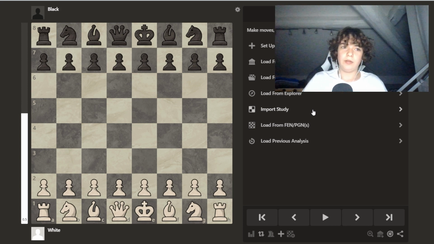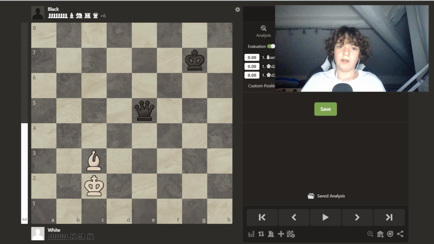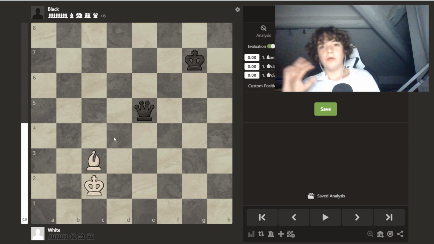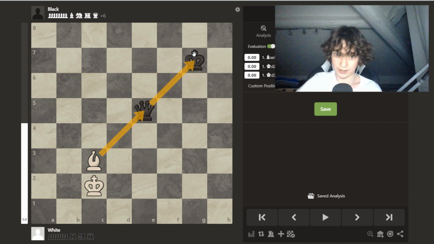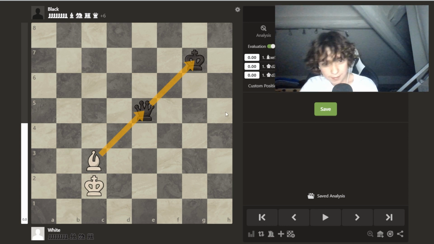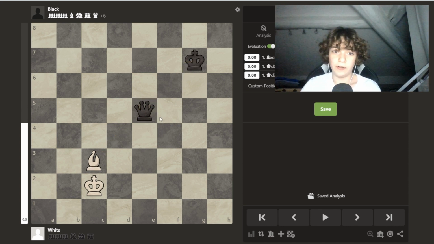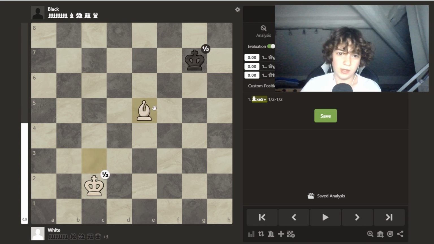So, the first example of this is a pin. What is a pin? A pin is when a piece connects another piece. A piece connects a piece to another piece, if that makes sense. For example, in this situation, the bishop pins the queen to the king. So the queen cannot move. If the queen were to move, we would just take the king. So that's just an illegal move. So here, the bishop is just able to take the queen. Easily.